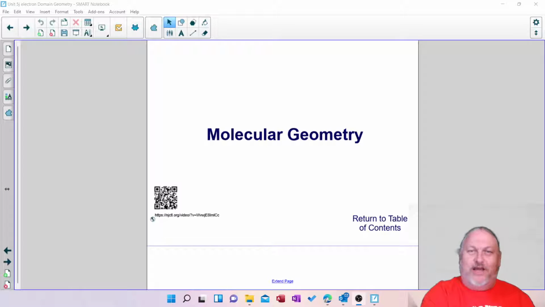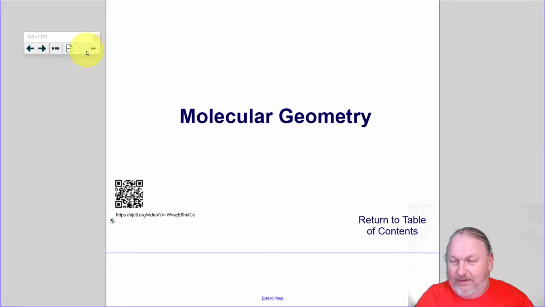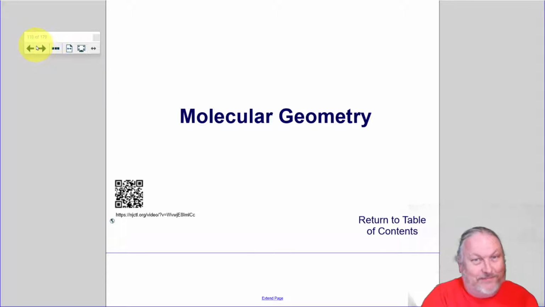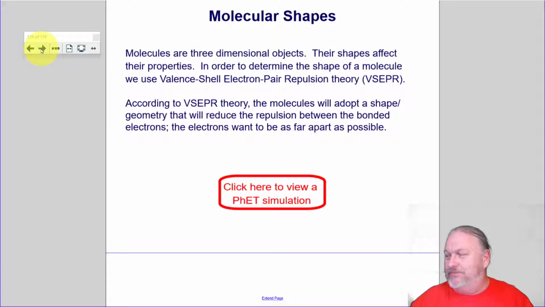Let's do molecular geometry. Molecular geometry, well, that's sort of cool because we're going to combine what you learn in geometry with what you learn in chemistry. Actually have a purpose for geometry. And we'll play with this PhET simulation in class, but molecules, they're three-dimensional objects, right? They have shapes, and it affects their properties.